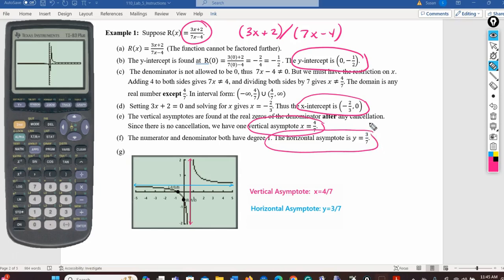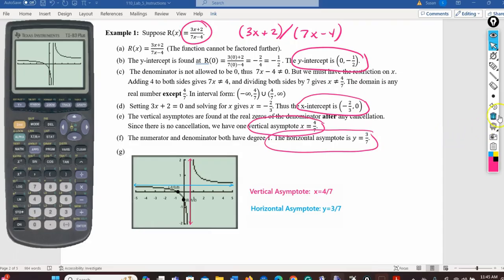So I can adjust this window. Instead of -10 to +10, I could do -5 to +5, and that might be better for this. Let me press graph. I'm still not, like, you can see where I'd expect the x-intercept and y-intercept to go. I might just adjust this y minimum, say, to -2 to +2. That's giving me a better picture.